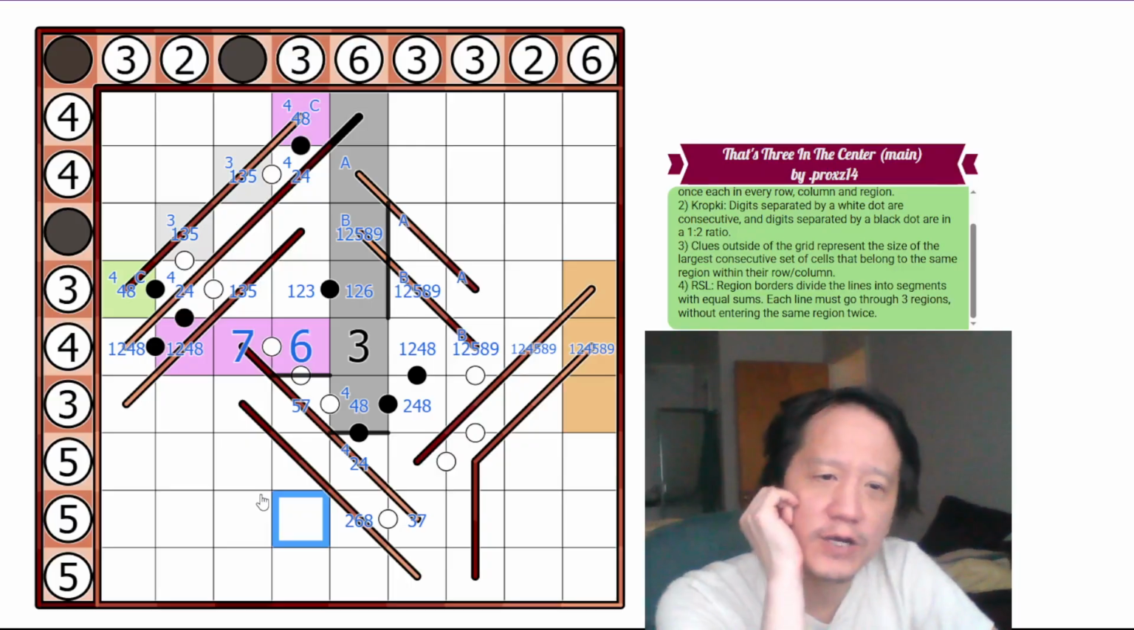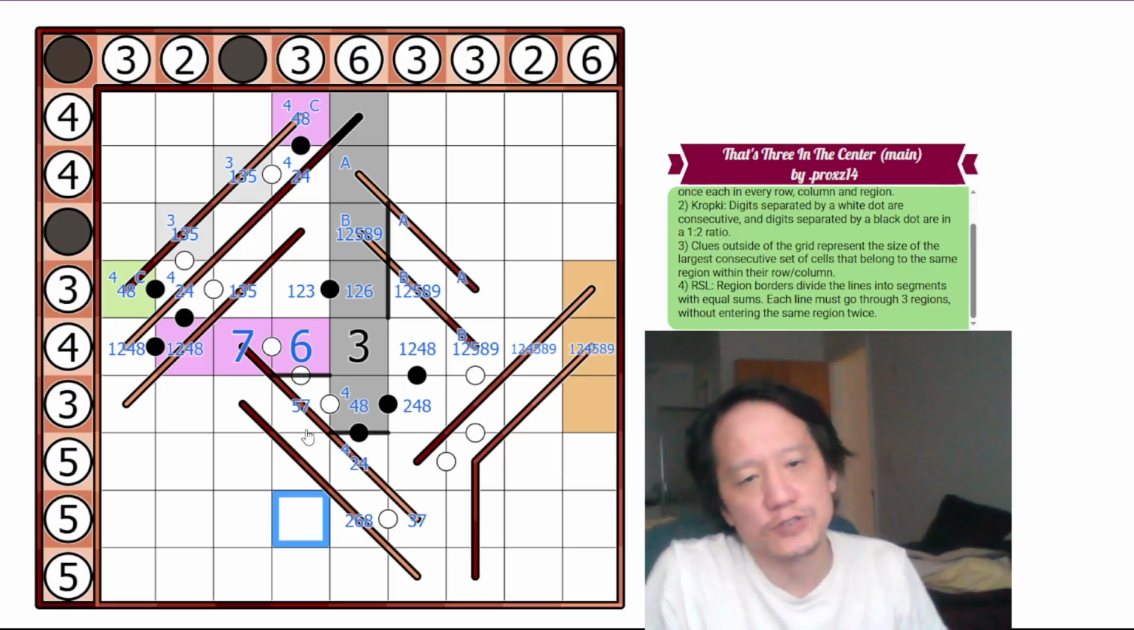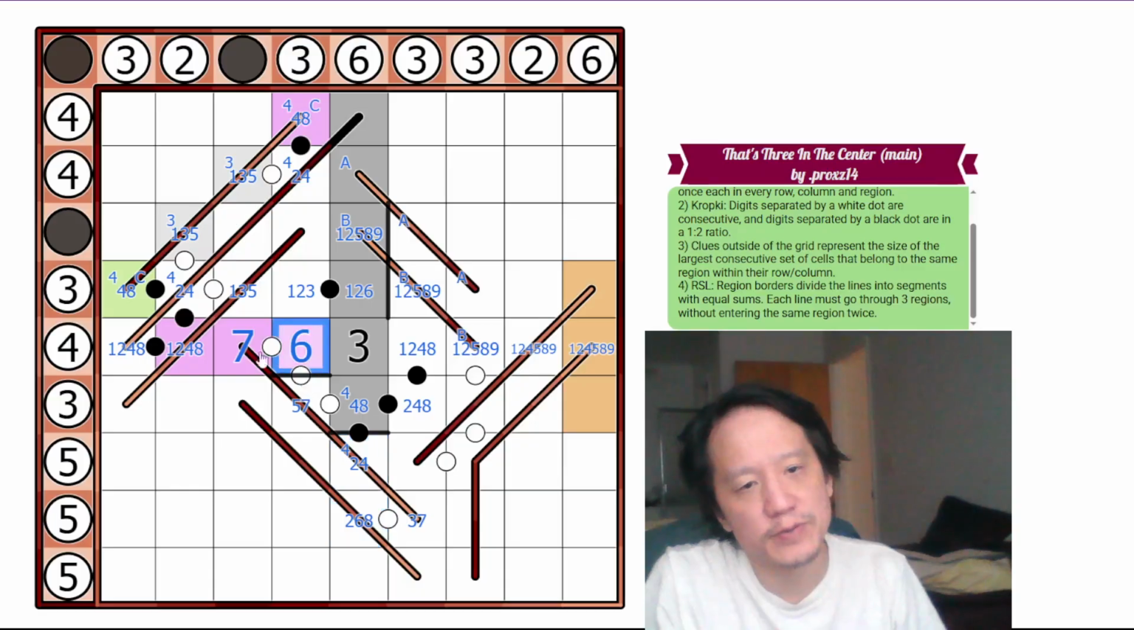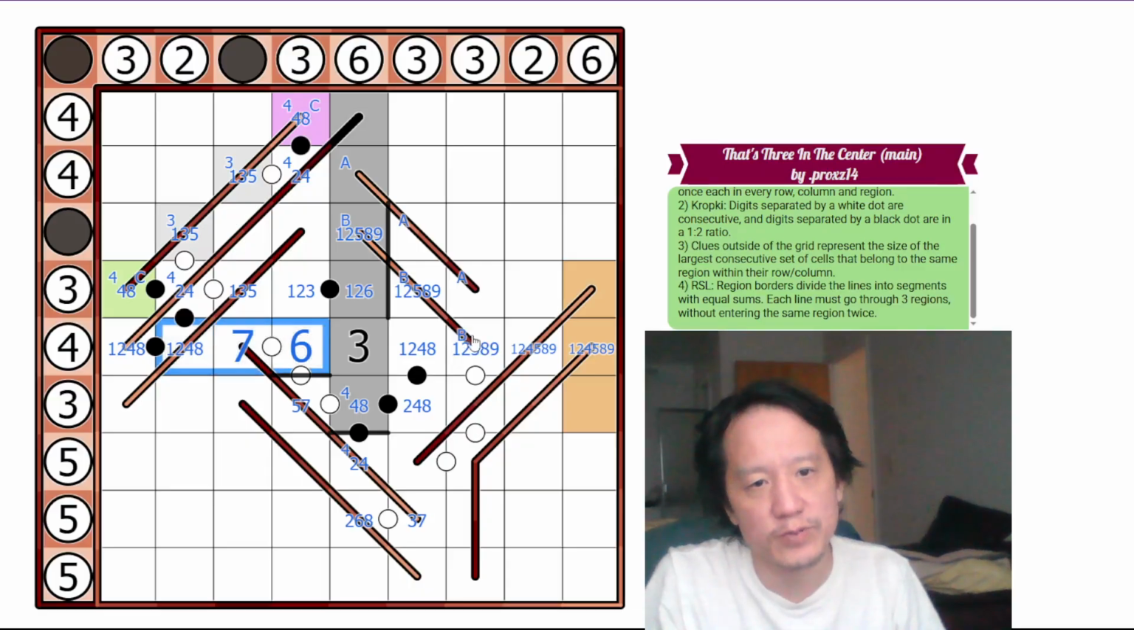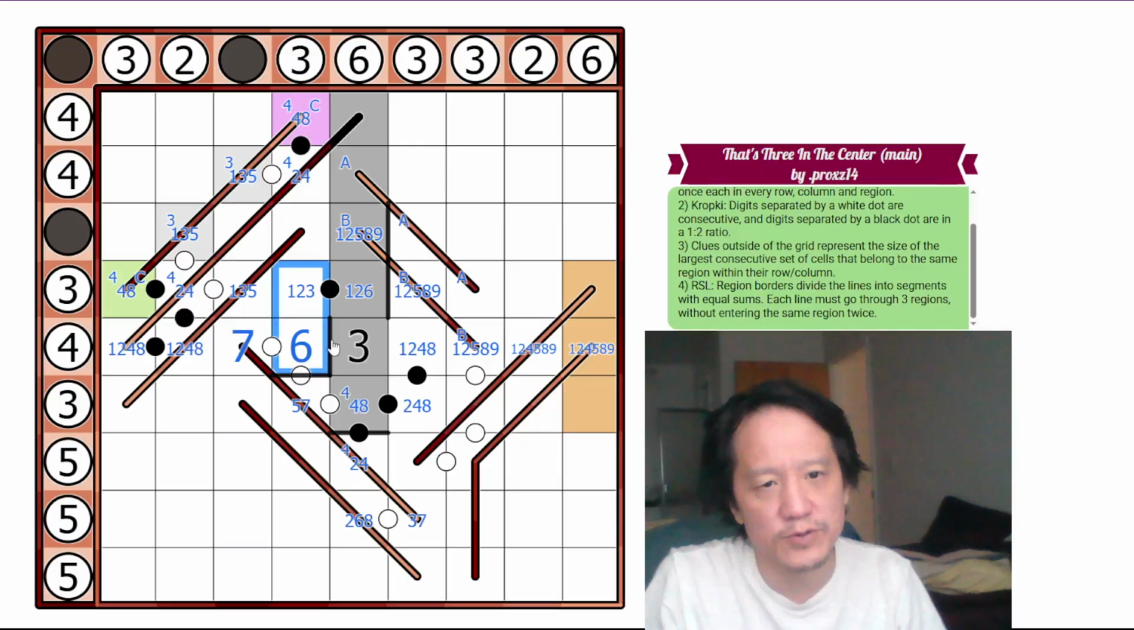Let's see. Do we have any other information? Oh, so this is interesting. So what happens if this is part? So say this was all part of gray. Oh, this is a singleton. And it's 2? That's not possible. So this has to be part of a separate region. Okay, so we know... Right. This is part of a separate region. I think it's probably green.